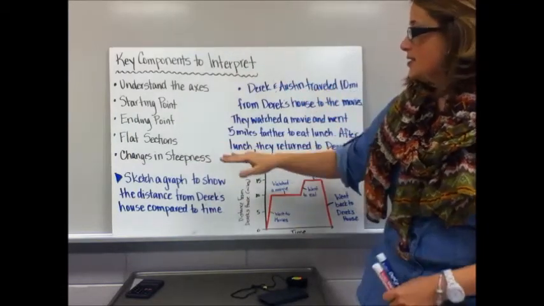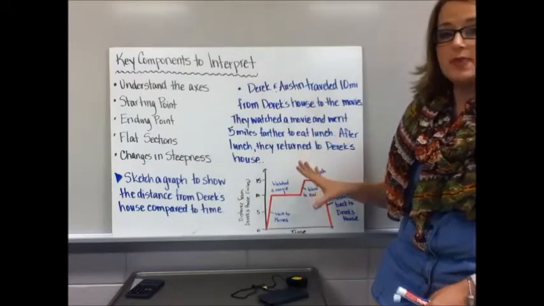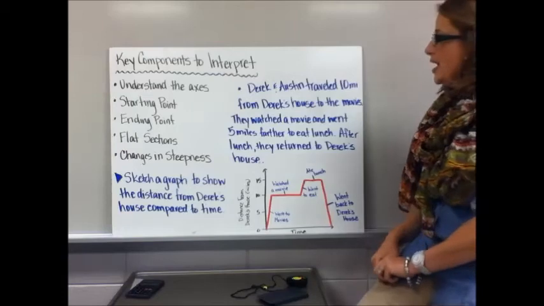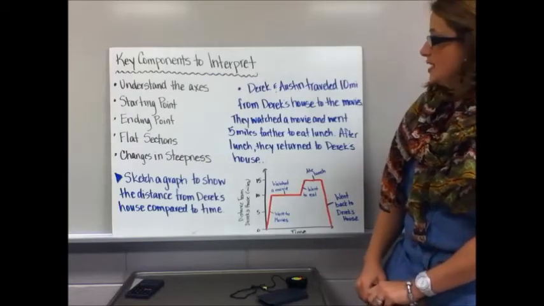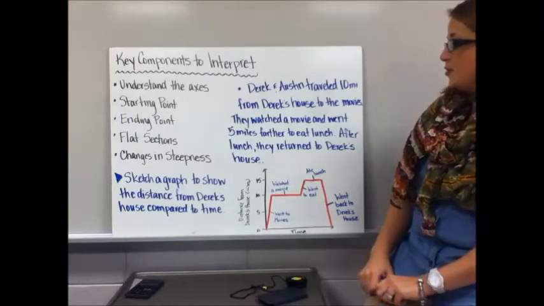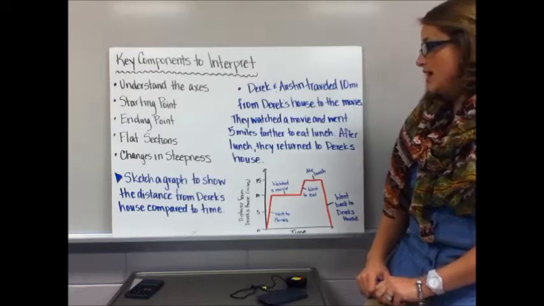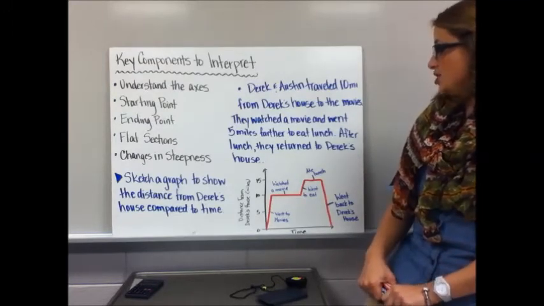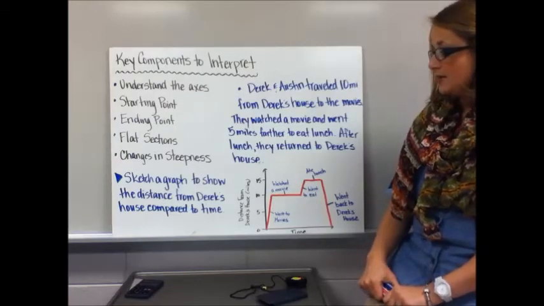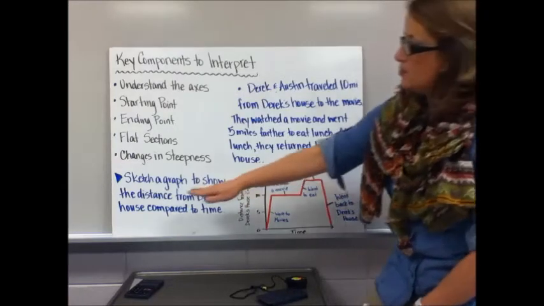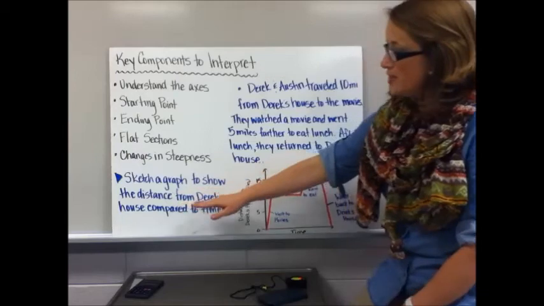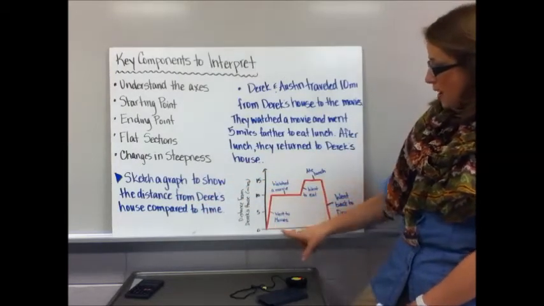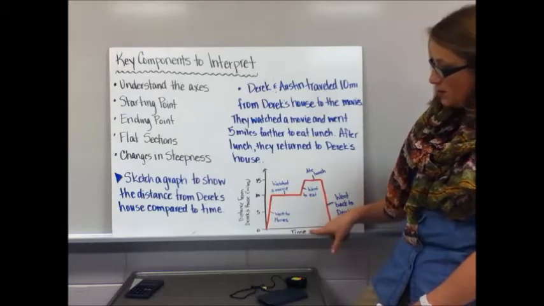So let's practice. Go ahead and again copy this paragraph. Pause the video so that you can copy this paragraph. Derek and Austin traveled 10 miles from Derek's house to the movies. They watched a movie and went 5 miles farther to eat lunch. After lunch, they returned to Derek's house. So the prompt is that you sketch a graph to show the distance from Derek's house compared to time. So I've drawn my graph. The x-axis is representing time.